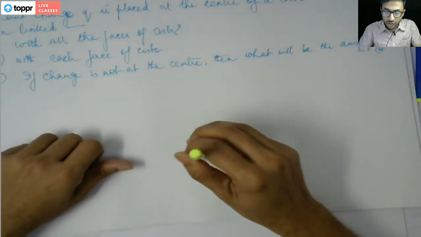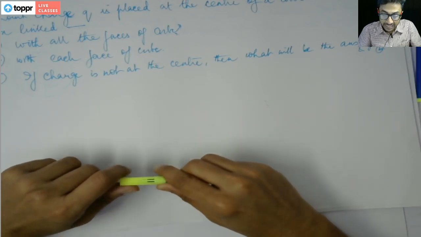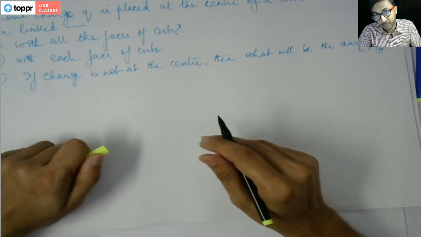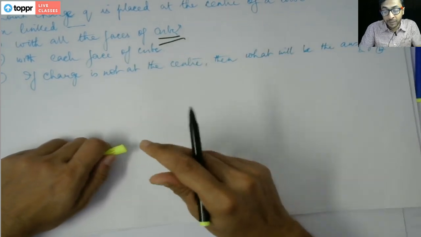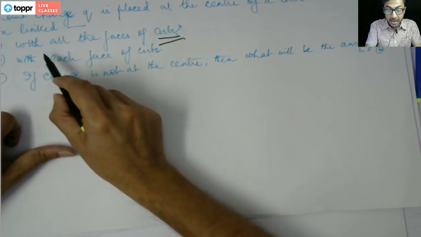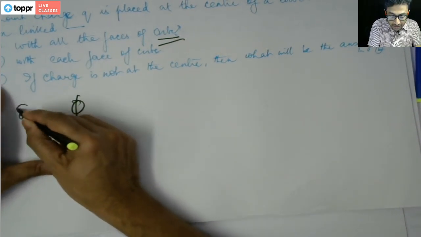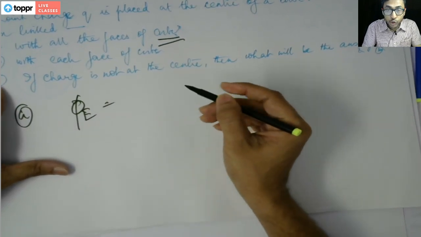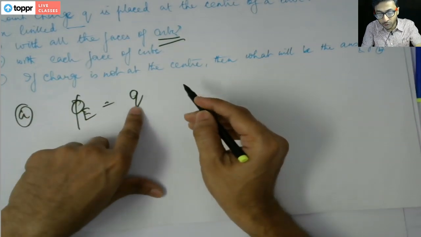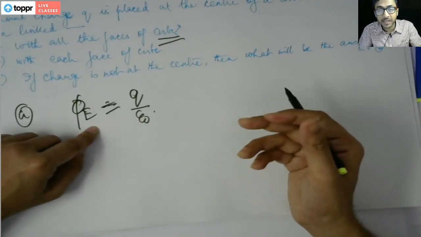Say a point charge q is placed at the center of a cube. What is the flux linked with all the faces of the cube? In a cube, how many faces are there? It is definitely 6 faces. Now, what is the flux linked? The flux linked should be the charge enclosed, q divided by epsilon 0. This will be the total flux linked.